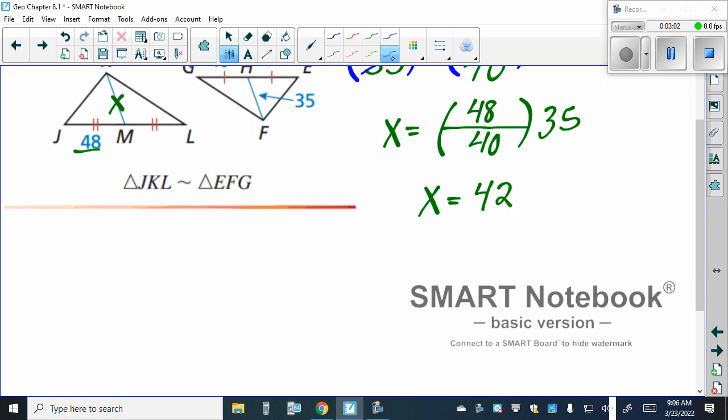Because if we wanted to simplify this by hand, we could, because 35 and 40 are both divisible by 5, which would reduce this to 7 and reduce this to 8. 48 is actually divisible by 8, because 6. So that would reduce that to 1 and give us 6. So it leaves us with 6 times 7, which is 42. Because if we didn't have a calculator, we could simplify by reducing fractions to get down to the answer.